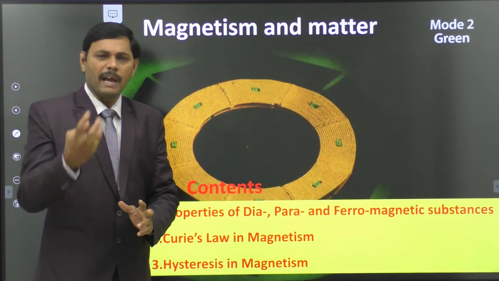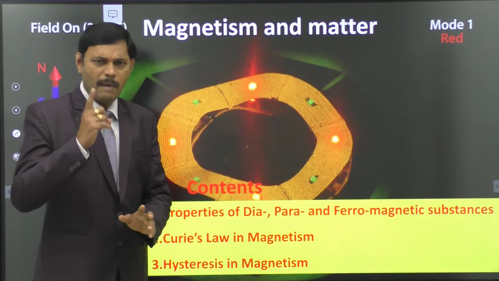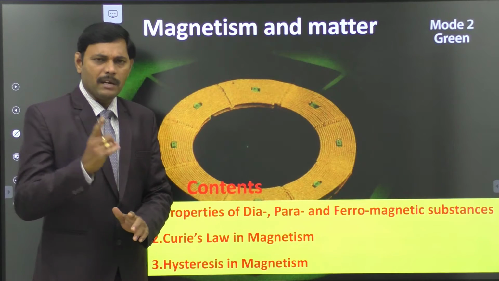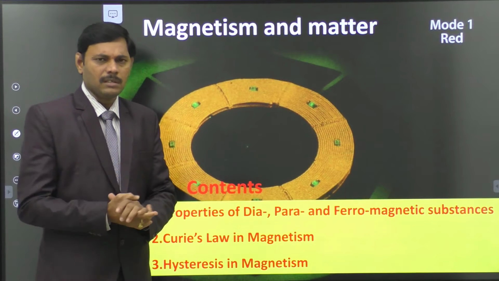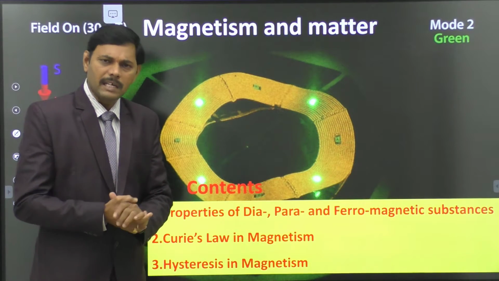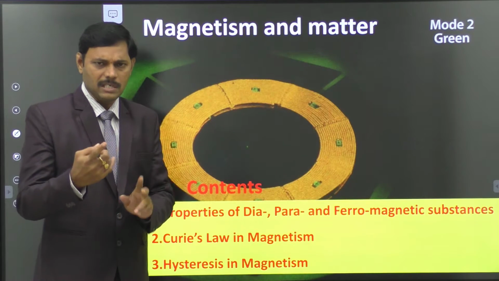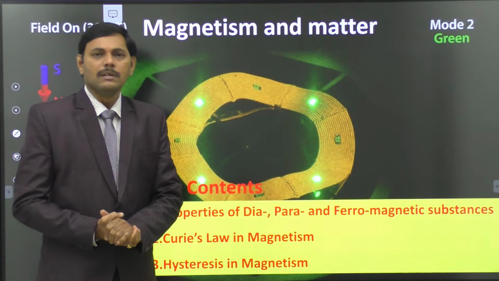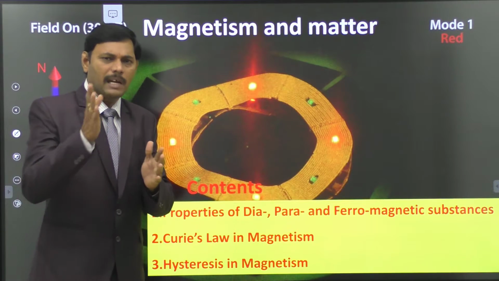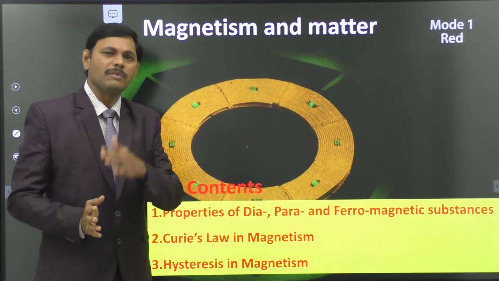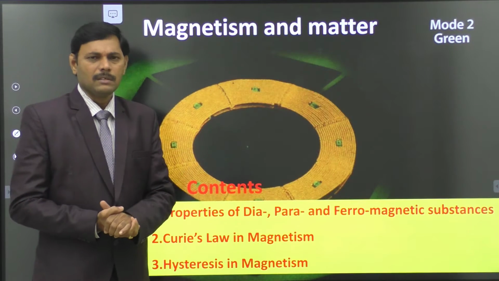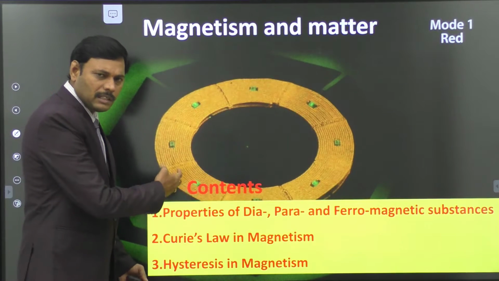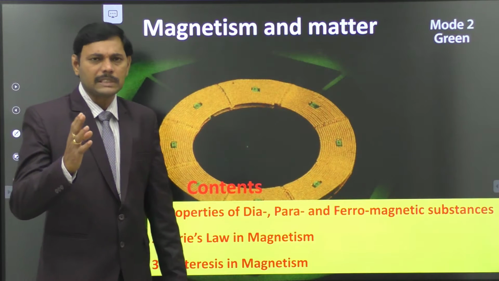When the applied magnetizing force changes on a ferromagnetic material, as the applied magnetizing field is changing, the induced magnetism in the ferromagnetic material also changes. The variation is observed in the hysteresis loop. With the help of that loop, we describe which ferromagnetic materials are used for electromagnets and which are used for permanent magnets. So that will be discussed in the hysteresis loop in magnetism. So these are the 3 topics that we are going to discuss.